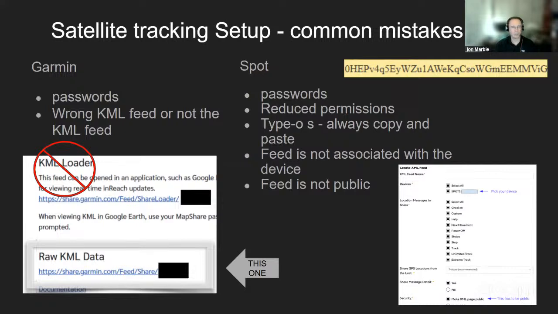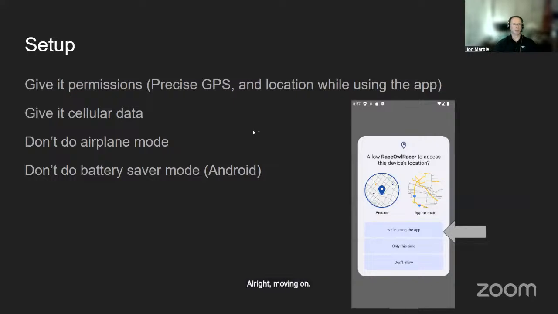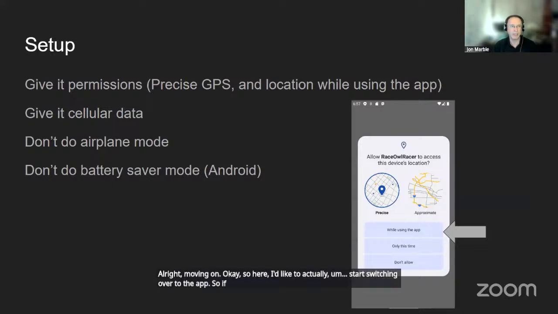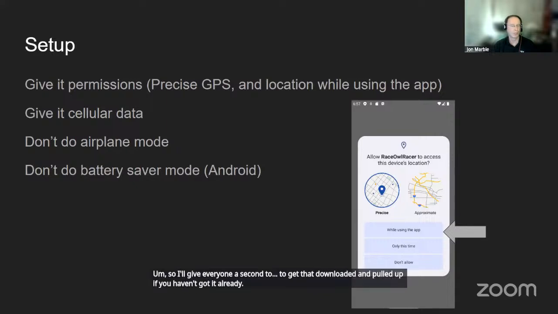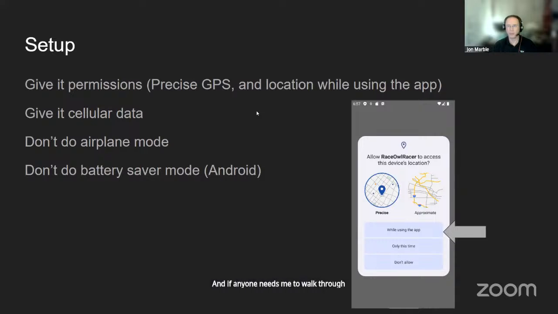All right, moving on. Okay, so here I'd like to actually start switching over to the app. So if you haven't done it, please download that RaceOwl Racer, and we're going to walk through it and just make sure everyone's got it set up right. So I'll give everyone a second to get that downloaded and pulled up if you haven't got it already. And if anyone needs me to walk through getting it out of the store, let me know now.